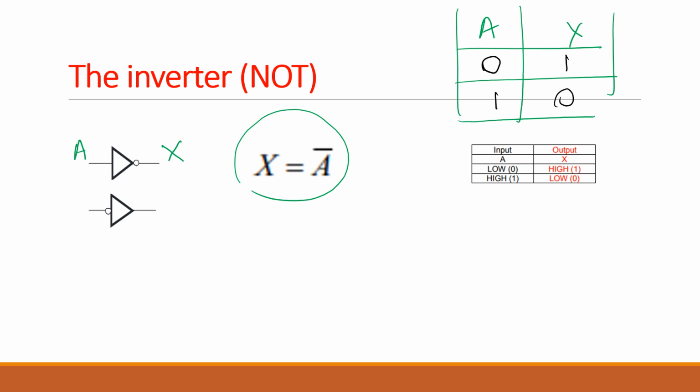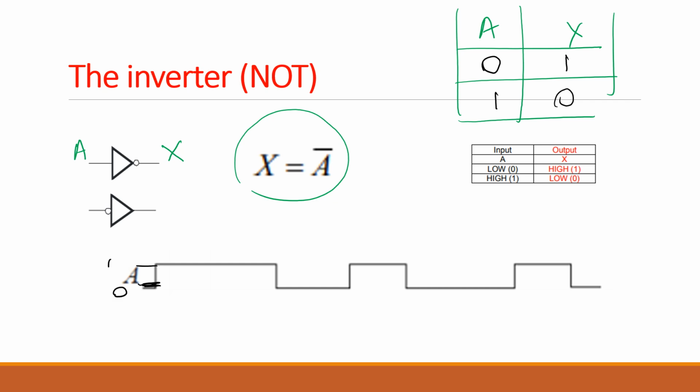Now the other thing that we need to know is the signal. If you have a wave like this, with your base maybe 0 and 1, you should know how to draw X, the output. Whenever your A is 0, your output is 1. Am I right? So it is opposite, just the mirror image. Makes sense?